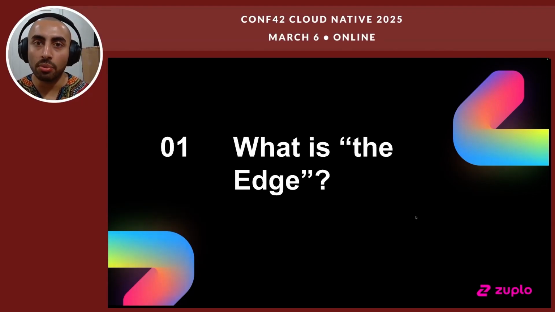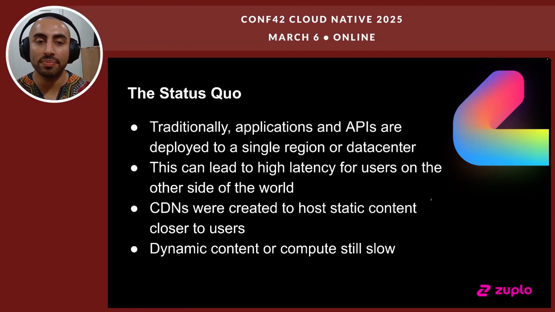So let's start with what exactly the edge is. When you typically deploy a microservice or an API, your application or API is deployed to a single region or a data center. That's EU West 1, or maybe that's NA East 2, wherever it's deployed, it's in some geographic region. And unfortunately, we operate in a world where our users can be anywhere. So all of these requests from around the world need to be routed through all these undersea cables, and eventually they get to your data center.